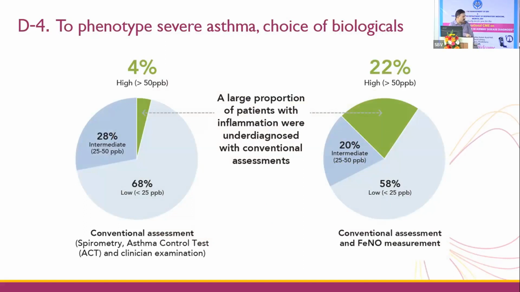If you use only spirometry, asthma control test, and examination, you're likely to say only 4% of patients will have T2 in this particular study. 4% of patients had T2 high and only 28% had intermediate. So these are the patients you would classify conventionally, 32% as T2 high. Whereas if you use FeNO as well, you now classify 44% as T2 high. Therefore, these patients are now eligible for more therapies, especially if they are uncontrolled.